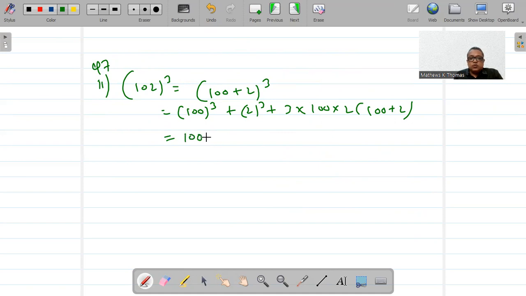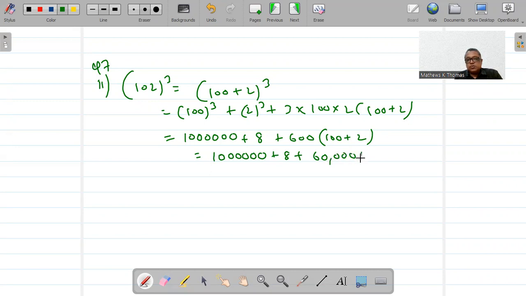So this is going to be 1, 2, 3, 4, 5, 6 zeros here. This is going to be 2³, 8. 3 into 2, 6. 6 into 100, 600 into (100 + 2). Okay, so this is 1 with 6 zeros, 8, open the bracket, we get 60,000 plus 1,200. So I'm going to add up all this. So I'm going to get 1,061,208. So the final answer, you can note down 1,061,208. This will be the value of 102³.